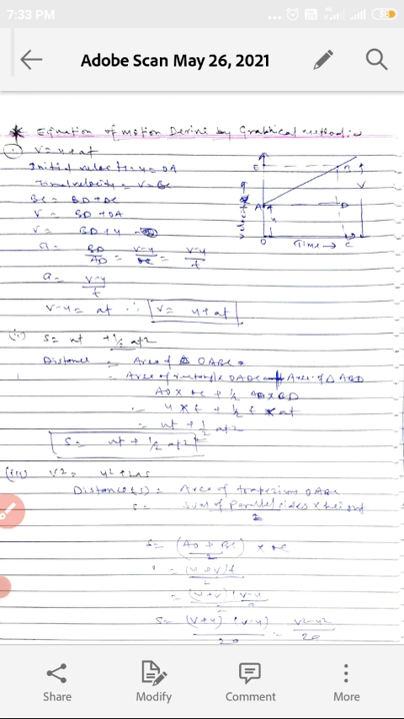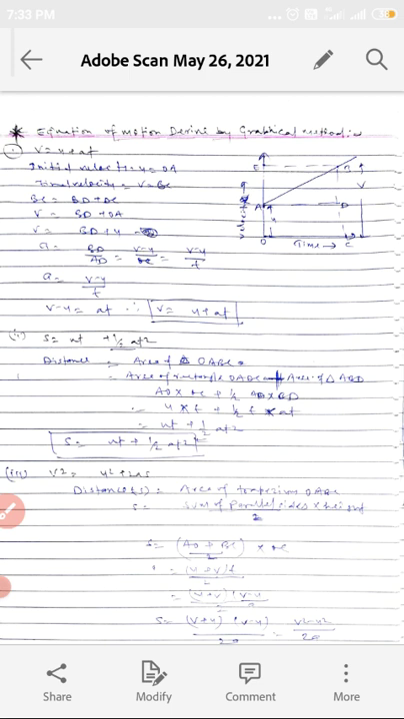AB is the slope, which gives acceleration. So a is equal to BD by AD. BD means v minus u, and AD means OC, which means t. a is equal to v minus u by t. After cross multiplying, we multiply a and t, and v minus u is equal to at. So v is equal to u plus at.